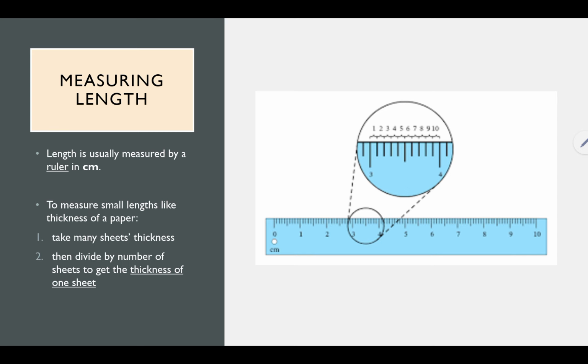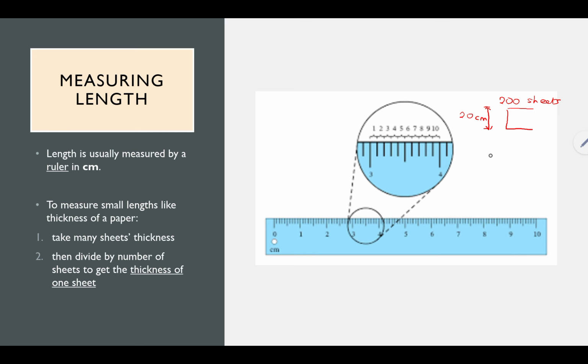I will take a couple of papers of the same type, maybe let's say 200 papers, 200 sheets of paper, and I'll measure their thickness, and then I'll divide. Let's say that the value I got here was 20 centimeters. Do I divide 20 by 200 or 200 by 20? Remember, I'm asking you about the thickness.